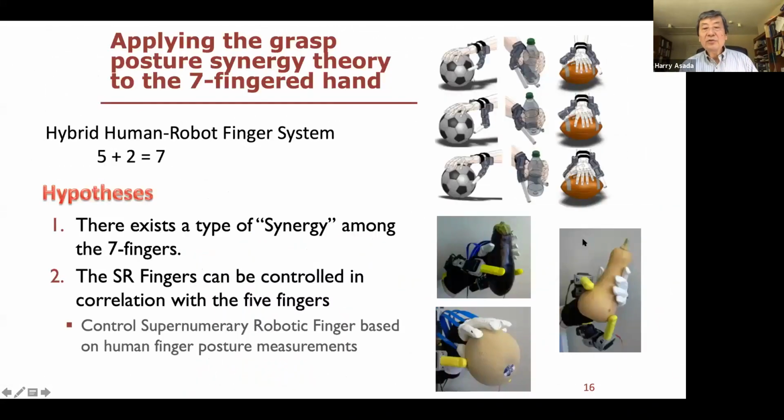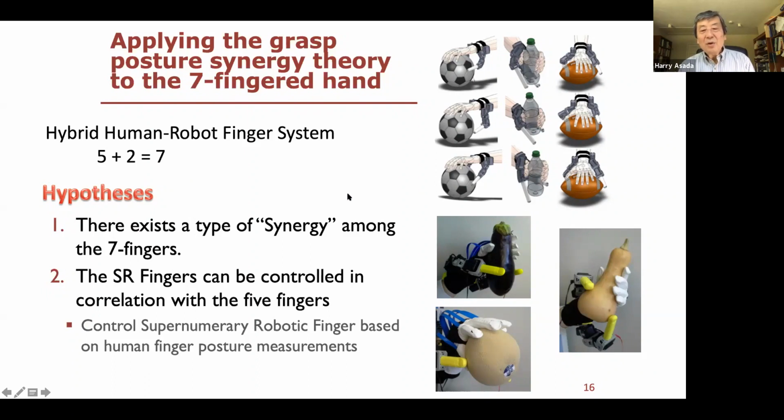So, 19 joints, but we can basically reduce the number of input space, right? So here's the experiment. We had the 2 extra fingers. We asked human subjects to grasp various objects like this, awkward objects in shape. And then we asked them where to put these 2 fingers. We asked them to move them manually. And then we took a lot of data.